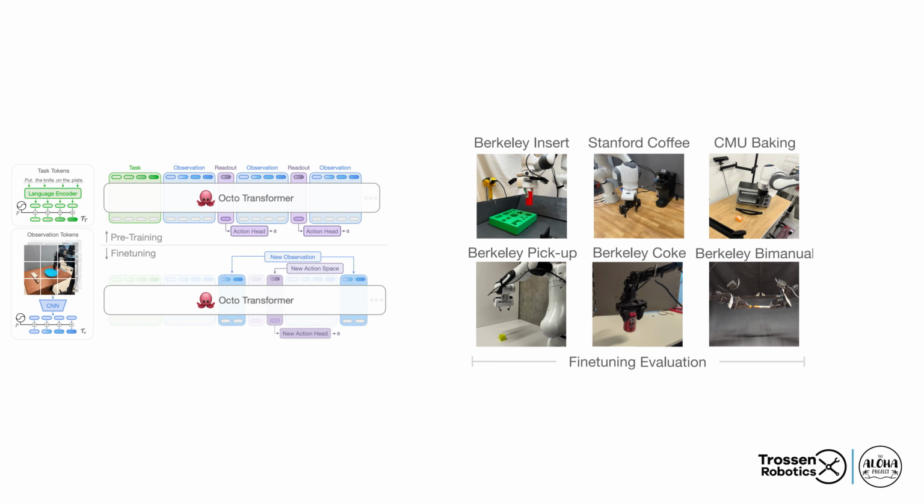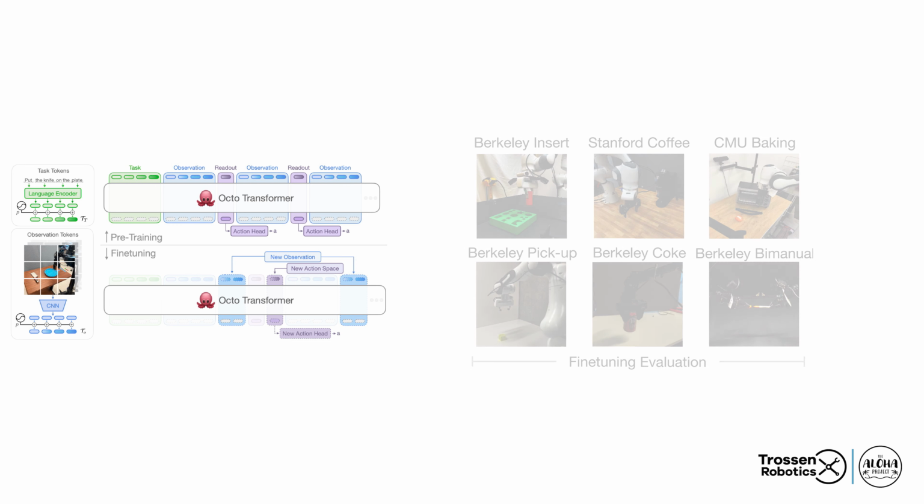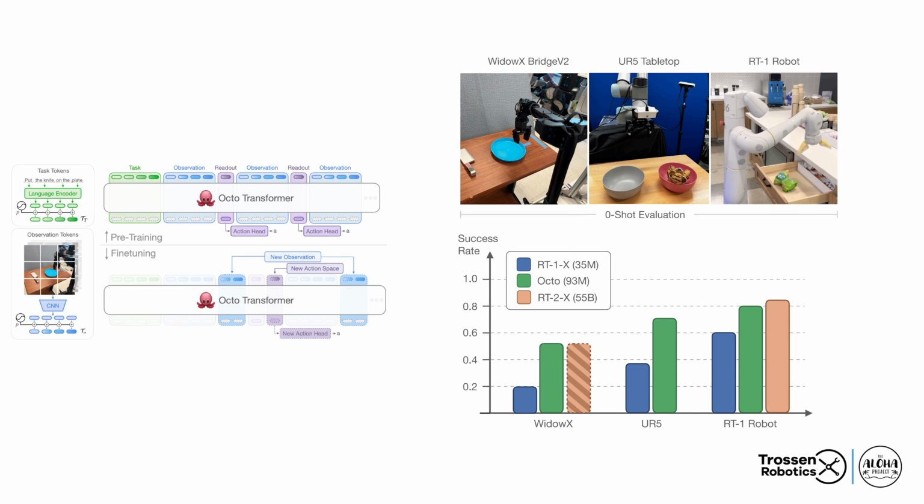Octo was rigorously tested across various robotic platforms to assess its performance as a generalist robot policy. In zero-shot evaluations, where the model was applied to new tasks without additional training, Octo demonstrated strong capabilities across different robots, including the WidowX Bridge V2 and UR5 tabletop. It outperformed existing models like RT-1-X and performed comparably to the larger RT-2-X model.